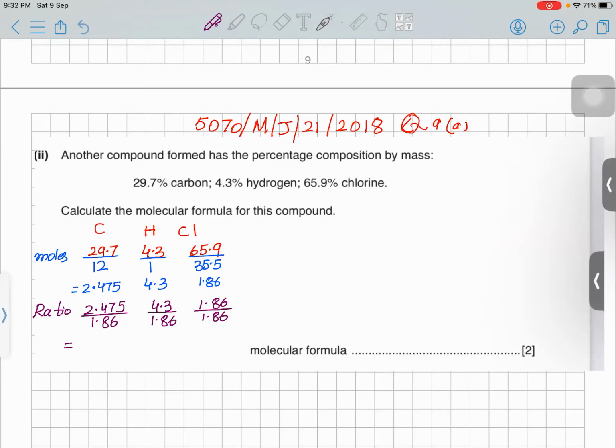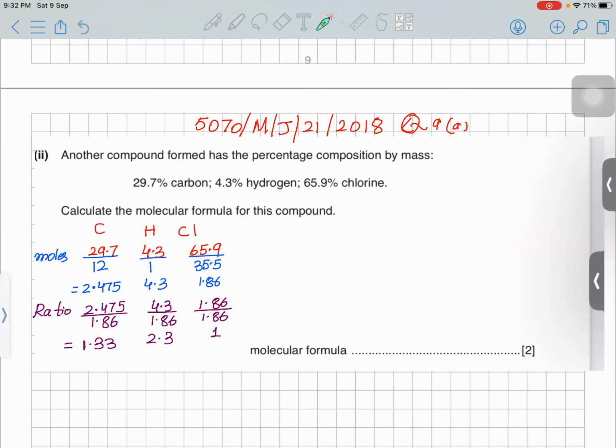Sir, I got 1.33 for the first one, and for the second one I got 2.3. Okay, which one is smaller? No, here 1.86 is smaller. That's why we divided by 1.86, right? Yes, sir.